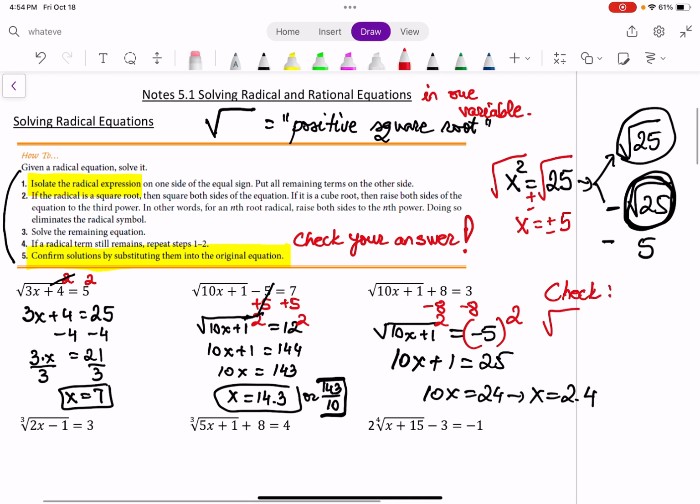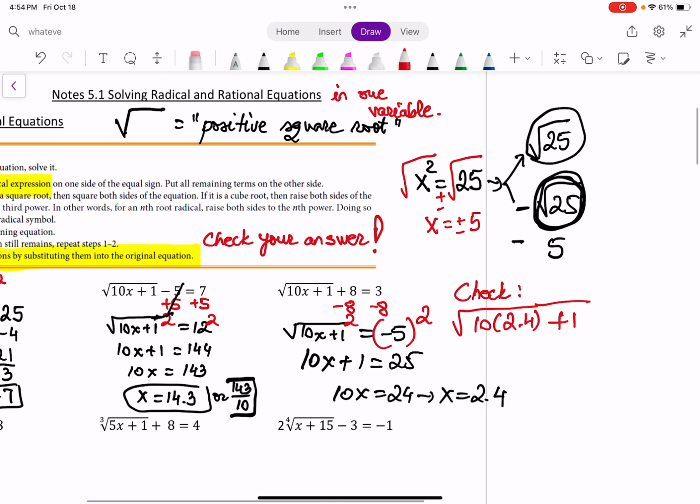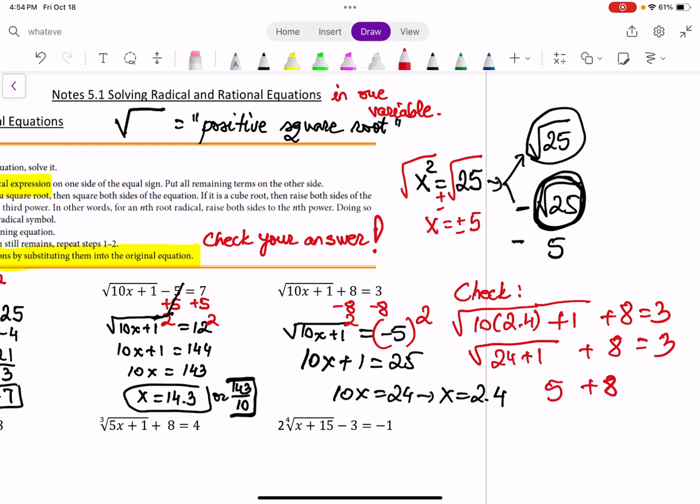Is the square root of 10 times 2.4 plus 1, and then plus 8, equal to 3? Well, let's see. 10 times 2.4 is 24, and 24 plus 1, of course, is 25. And the square root of 25 is 5. So do you think that 5 plus 8 equals 3? No, it doesn't. Okay. And we've done nothing wrong.